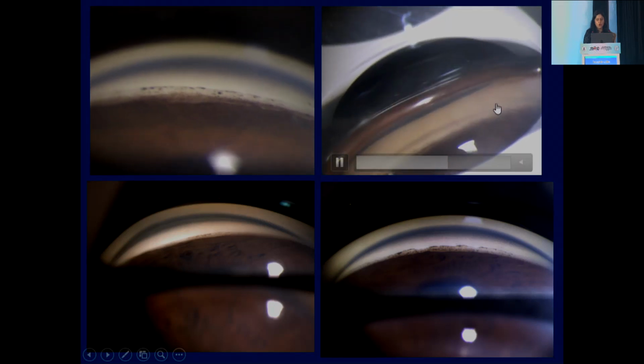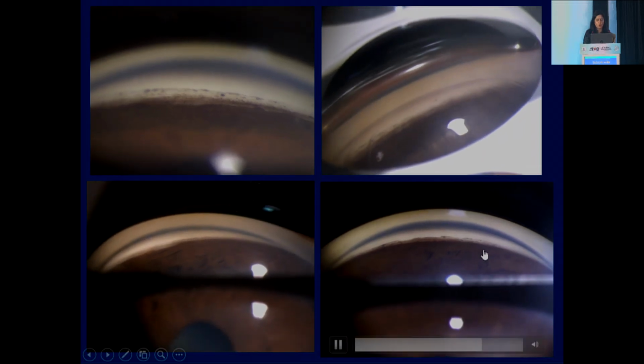Indentation gonioscopy can also be done, where you can press on the cornea and it leads to opening up of the angle. So here you are pressing on the cornea and you can see the entire scleral spur becomes visible. So this is an indentation gonioscopy. Sometimes zipper angle closure might also be present in patients who have ongoing angle closure.